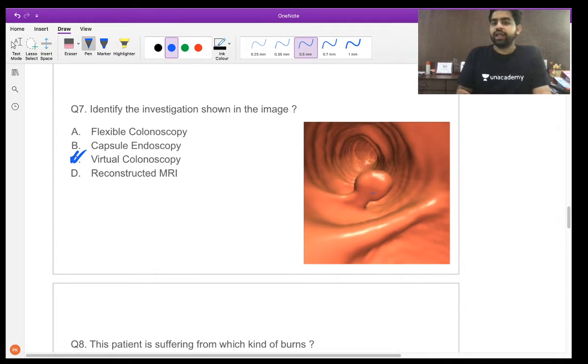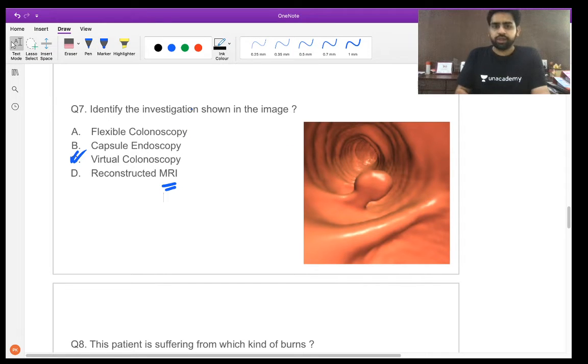So please understand, this is a virtual colonoscopy. I personally feel that this is an important image. It might come in your exam, at least once. So how is it done? It is a 3D reconstructed CT scan, and it is not a reconstructed MRI. It is a 3D reconstructed CT scan.